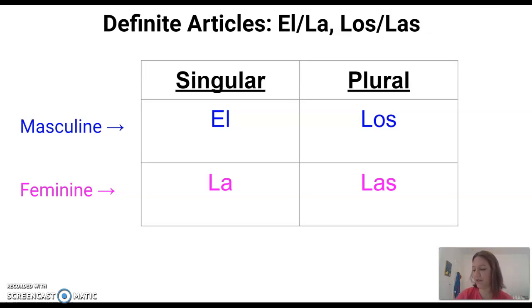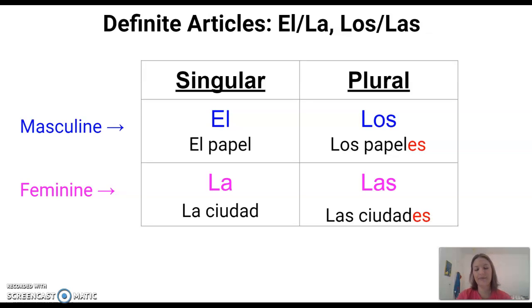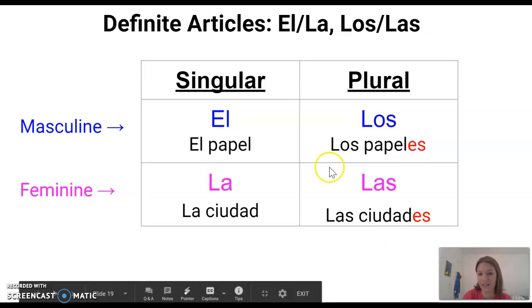Let's look at another example here. We've got el papel, one paper. Los papeles, more than one paper. La ciudad, city. Multiple cities, las ciudades. Okay, so typically to make a noun plural, you just add s, but if it ends in a consonant like this, you add es. So notice how the article and the noun match. Okay, you wouldn't say las ciudad, you wouldn't say el papeles, right? It has to match, okay?